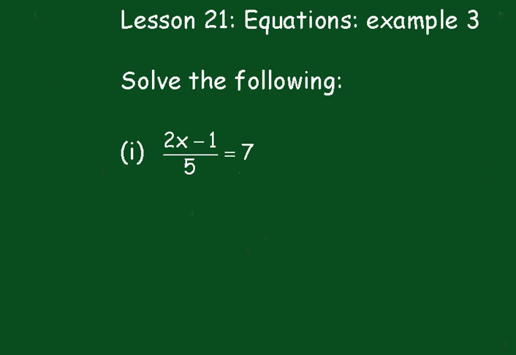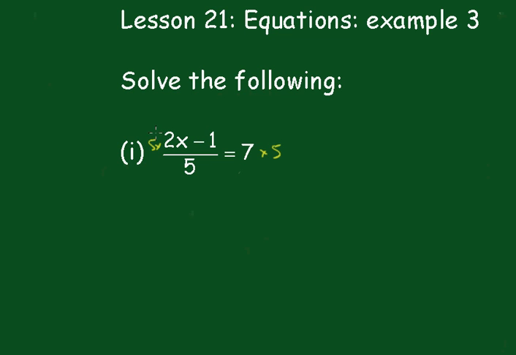Okay, moving into fractional equations now. We have to solve (2x minus 1) on 5 equals 7. Fairly straightforward one. Now in this particular case here, we need to get rid of the fractions. So what I'll do here, I'll multiply both sides by 5. So multiplying both sides by 5.